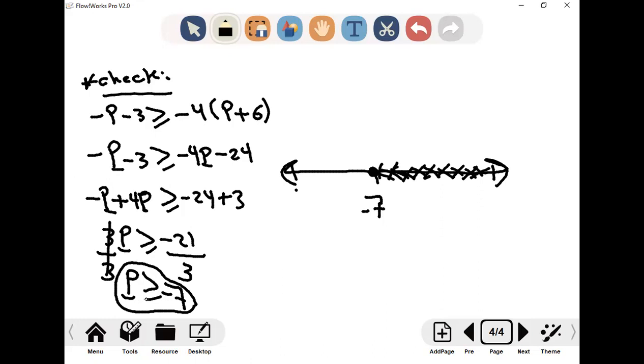P greater than or equal to negative 7. No need to graph the inequality. I'm graphing the solutions of the inequality, not graphing the inequality as we did before. I'm solving the inequality and graphing the solutions.